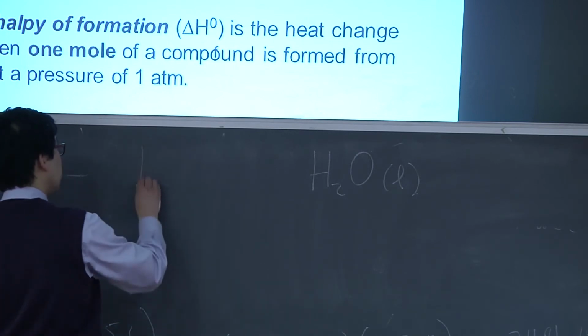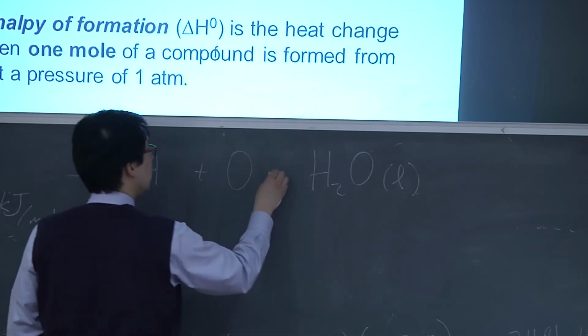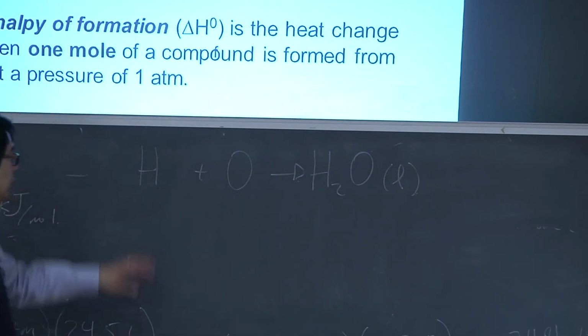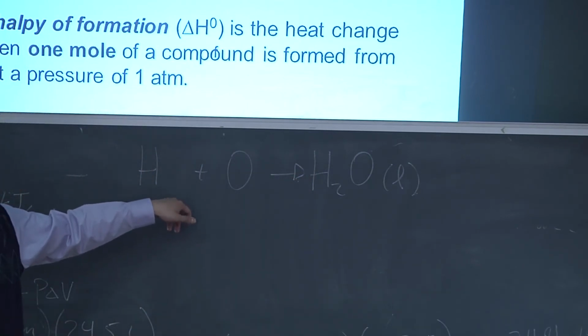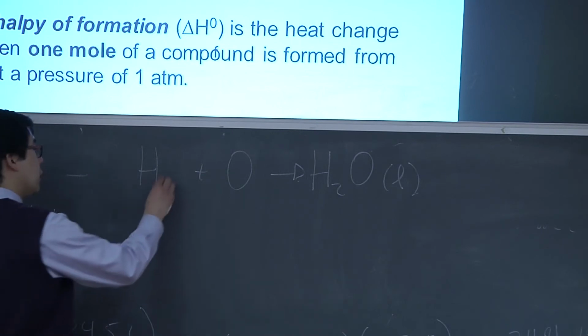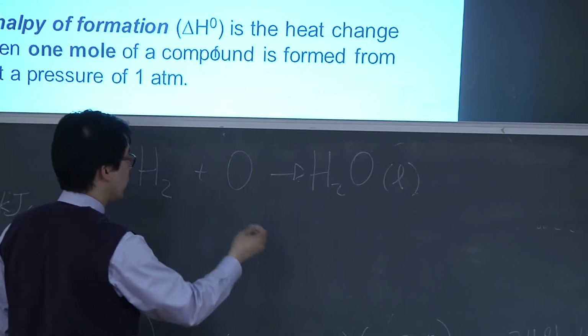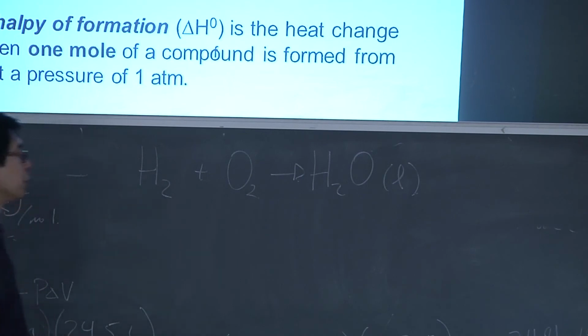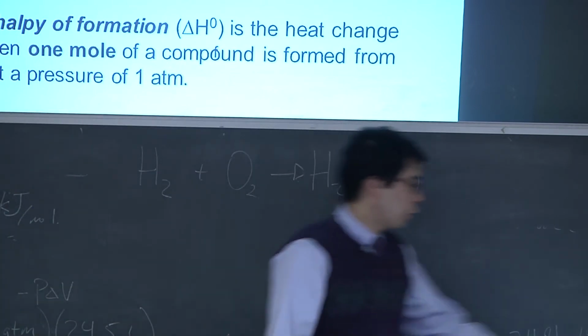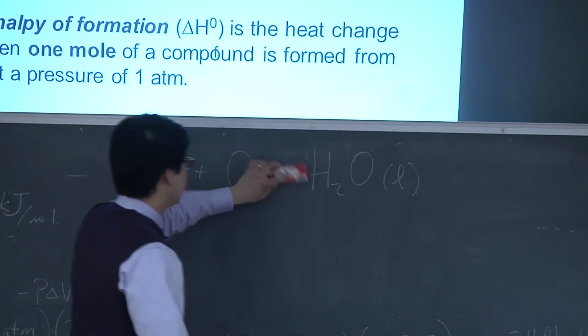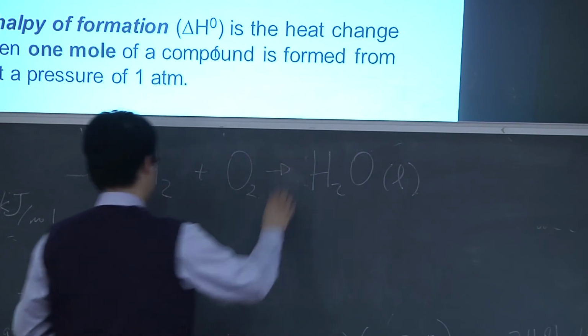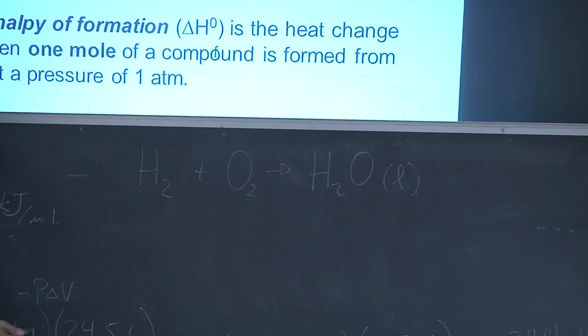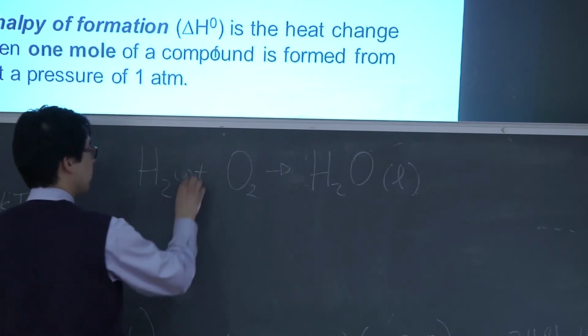I know it's not H plus O, right, because hydrogen doesn't like to exist as H, it likes to exist as H2. And oxygen doesn't exist as O, it likes to exist as O2. And I know that at 25 degrees Celsius, that is room temperature, and 1 atmosphere, hydrogen and oxygen are in what state? Yeah, they're gases. So hydrogen gas plus oxygen gas.